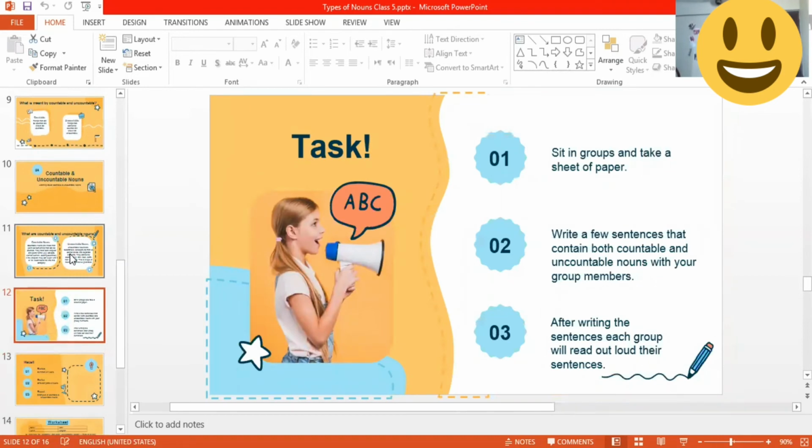So I have a task for you. I've given you a piece of sheet of paper and I've divided all of you into 4 groups. Okay, so I want you to write a few sentences that contain both countable and uncountable nouns. And after the class, we will read those sentences out loud. I'm going to give you some time and you can do that.